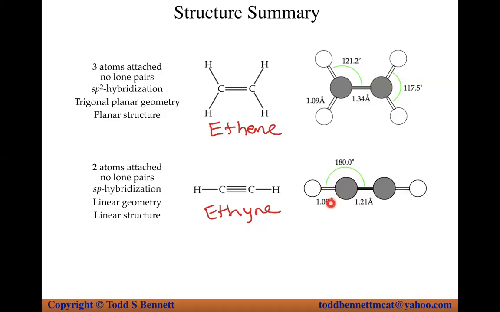Carbon-hydrogen bond is 1.08, which follows the trend. 1.10 for sp3, 1.09 for sp2, 1.08. And then 1.54 was the alkane version, 1.34 for the alkene, 1.21, which means it gets substantially shorter. The carbon-carbon bond gets notably shorter when it involves sp hybridization compared to sp2 or sp3. So just remember, more s character: bonds are shorter, stronger, and the compound is more acidic.